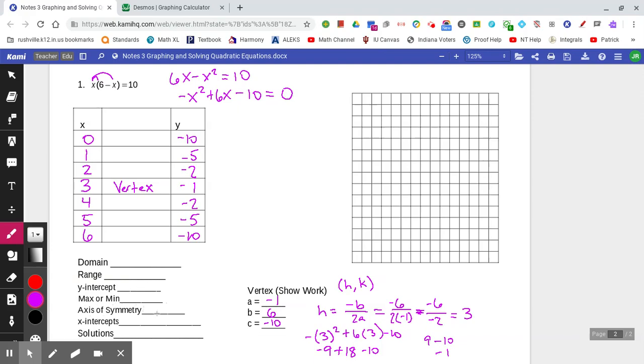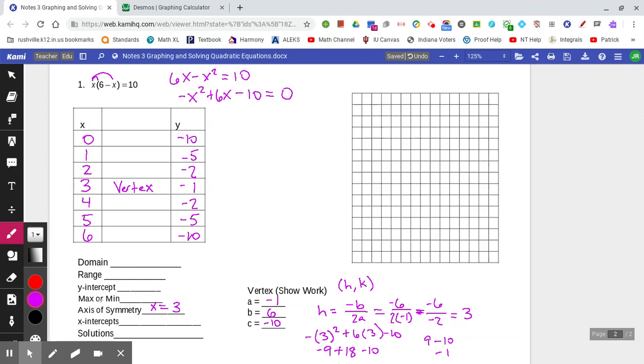So the axis of symmetry is going to be x equals the x coordinate of the vertex. A lot of alliteration there, a lot of working with x. Axis of symmetry for the vertex, and it's the x coordinate. So that's going to be the vertical line, x equals 3. It's always going to be x equals, and then you just use the x coordinate of your vertex.